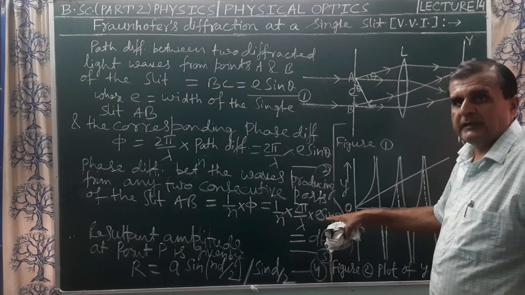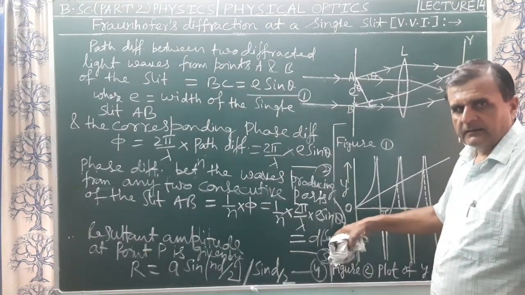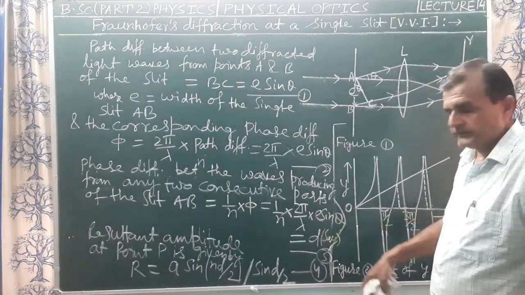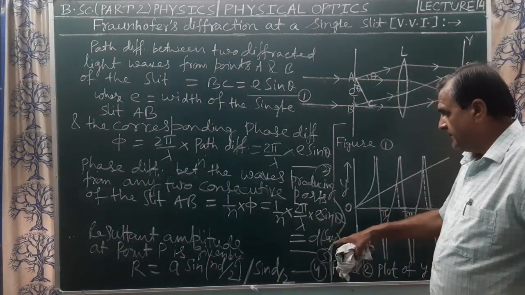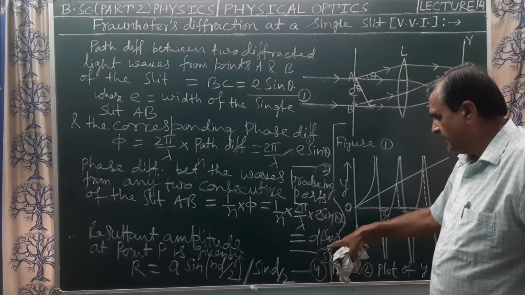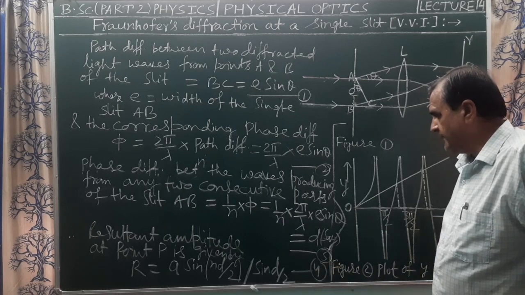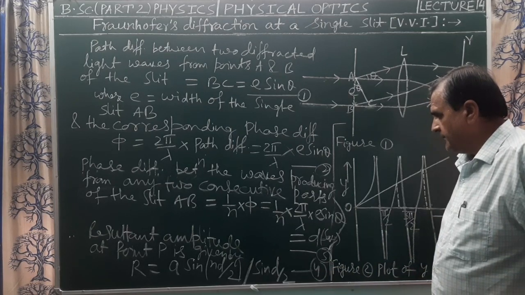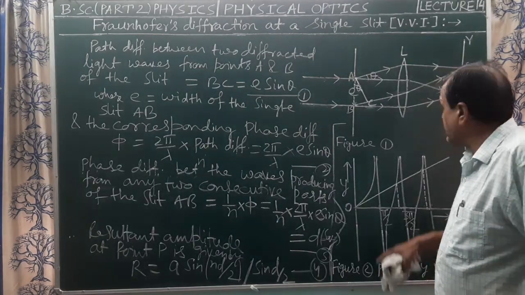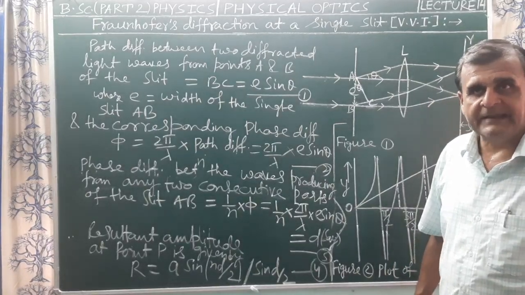π/λ into e sin θ, suppose it is alpha, that is the direction of the maxima and minima. So we can obtain, we have to use this value of small d in equation 4, and suppose π/λ e sin θ equals alpha. The resultant amplitude at point P of the screen, we obtain a sin alpha upon sin alpha by n.